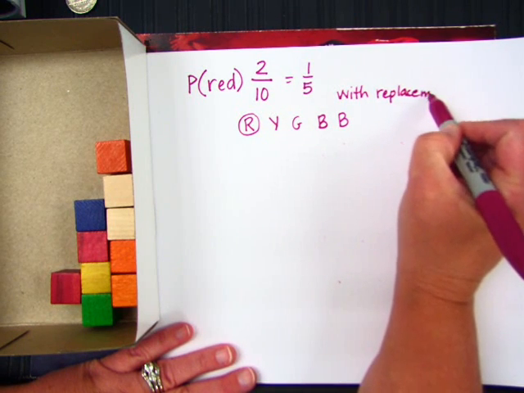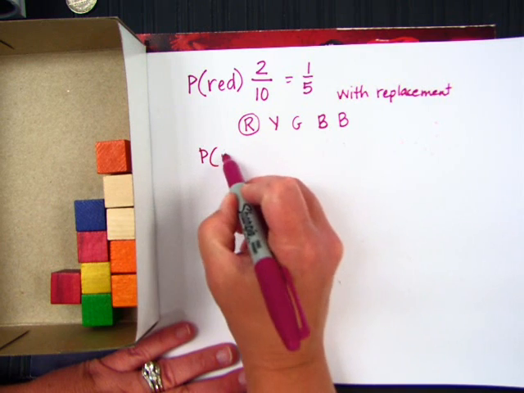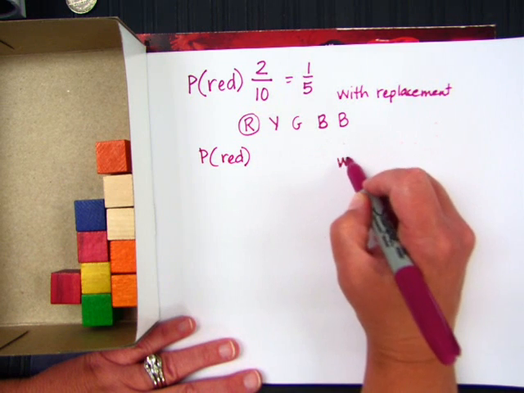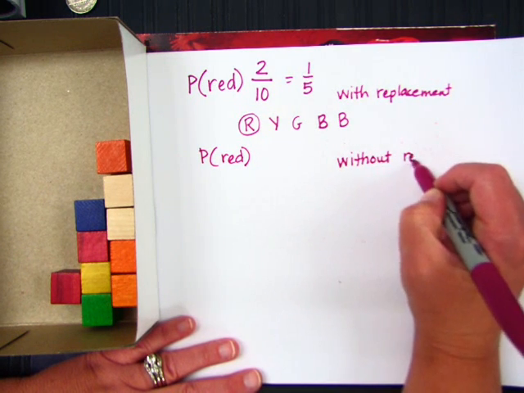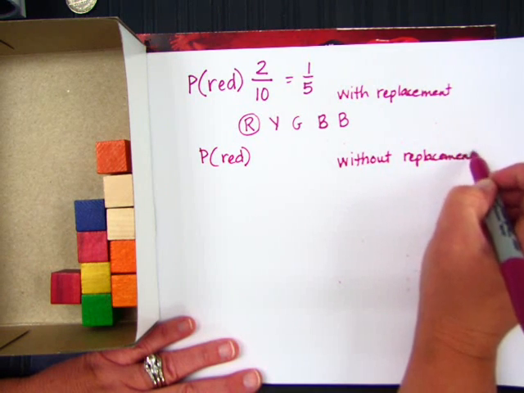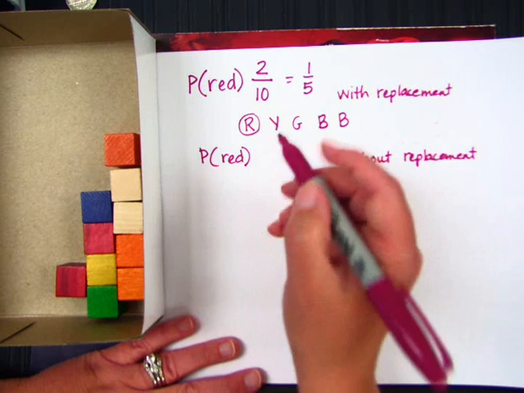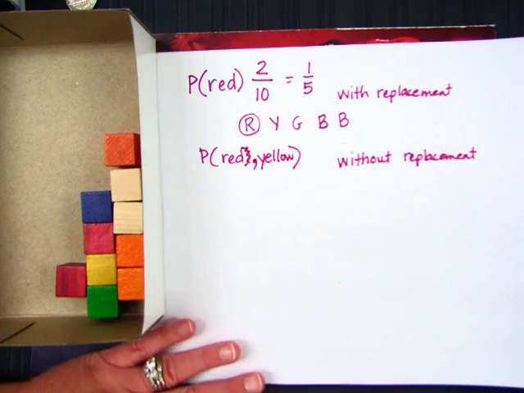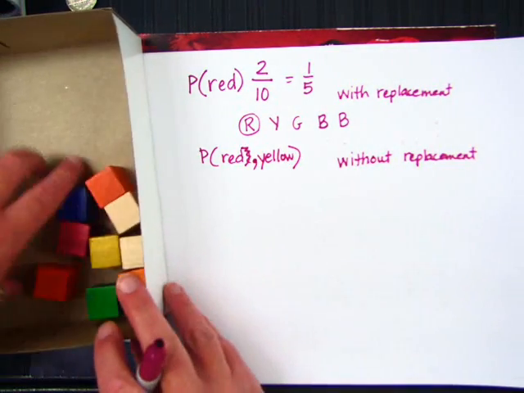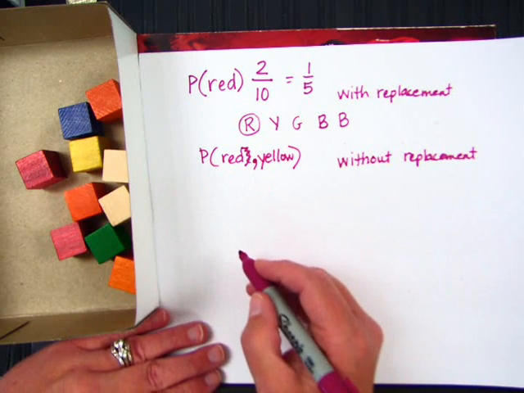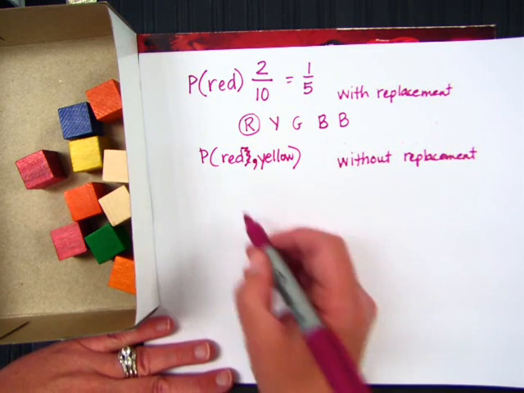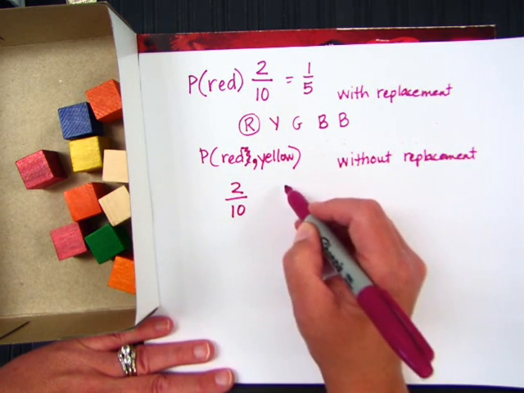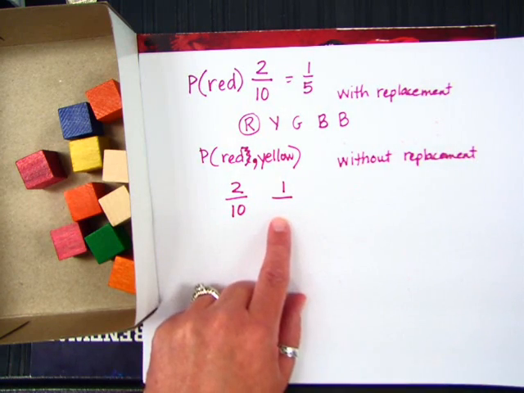Now, let's look at it again. What if I said in 5 chances, if I was trying to pick a red, I wanted to do this without replacement? Watch what happens. If I want to pick a red, and then, oh, I'm sorry, I need to have 2 here. A red and then a yellow. So here we go. A red and then a yellow. Ready? So what are the chances of picking a red? Well, if I look in the box, there they are. 2 chances out of how many cubes? 10. And how many chances do I have of picking a yellow? 1, but I can't put this number down here yet because watch what happens.